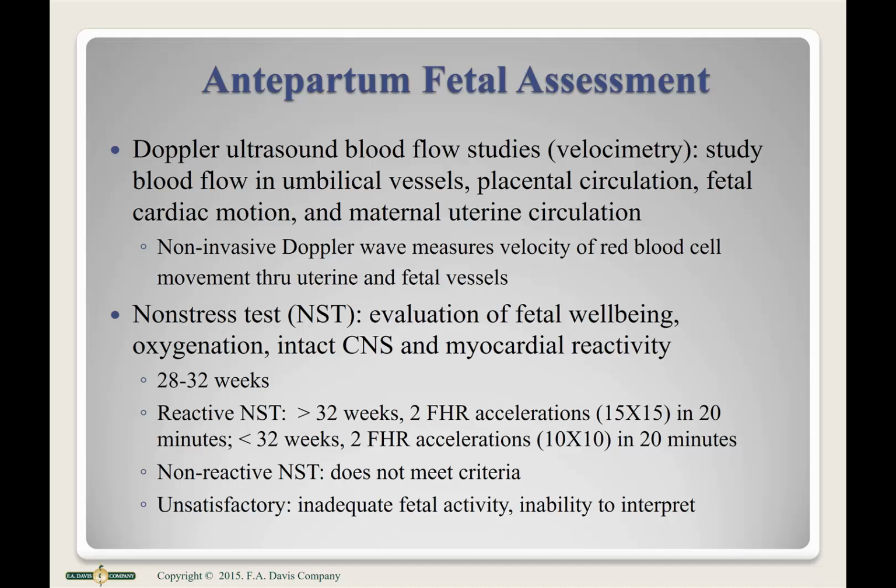Okay? Anyways, to qualify for a reactive non-stress test, on a baby that's greater than 32 weeks, we should have 2 fetal heart rate accelerations that meet the criteria of 15 beats above the baseline for 15 seconds. So that's the 15 by 15 rule in a 20-minute period. So we need to see 2 of those accelerations in a 20-minute period.